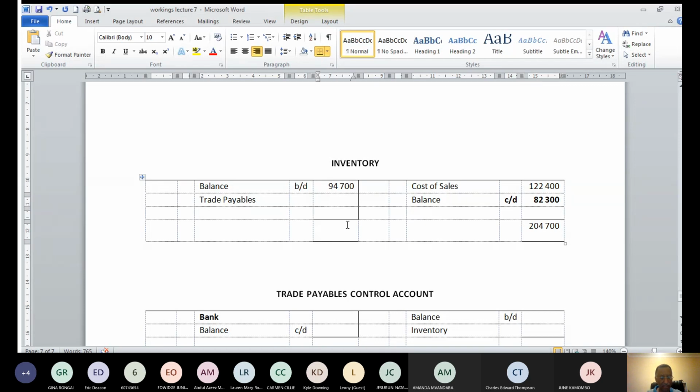Put that also on the debit side, 204,700 minus the 94,700. And you have now calculated that you bought inventory for the amount of 110,000 Rand.